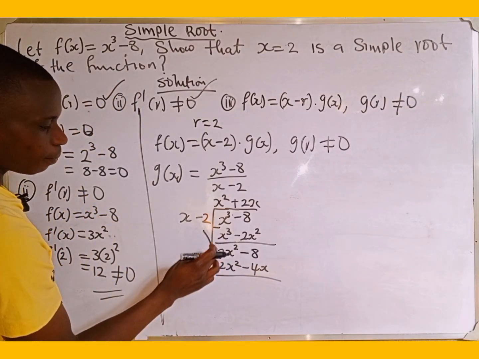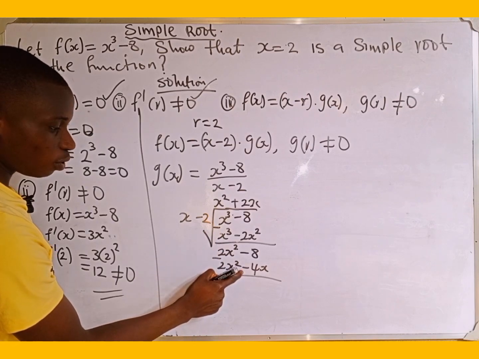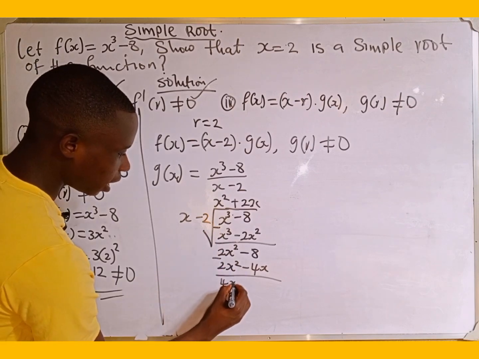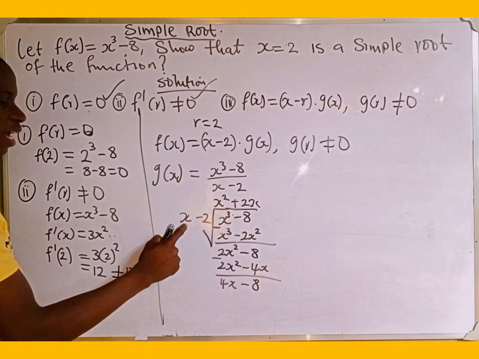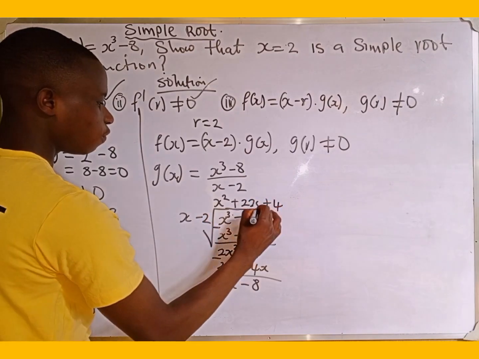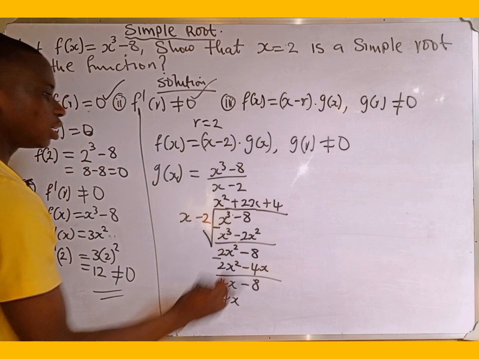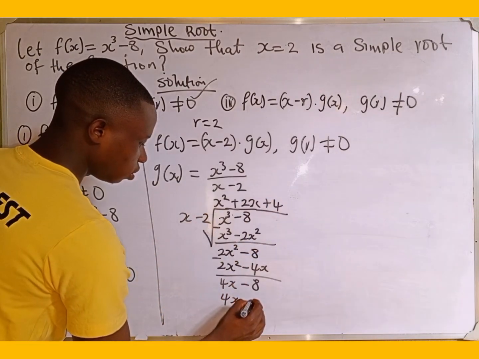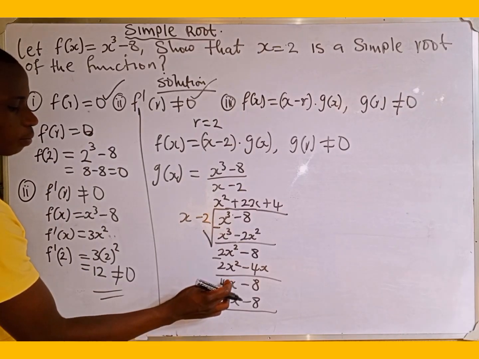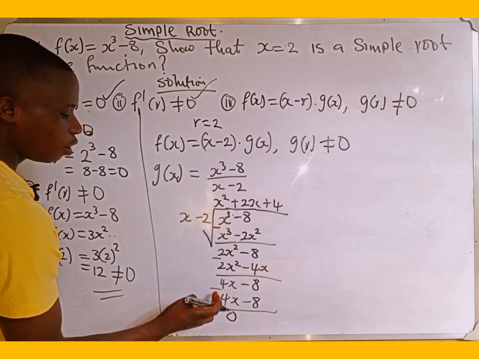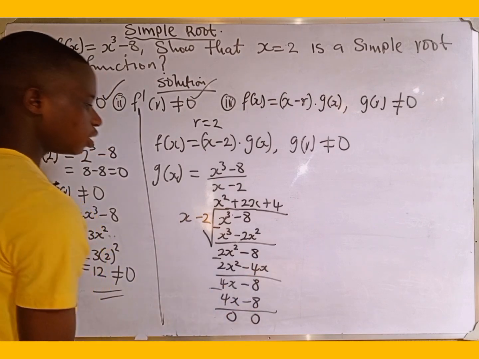Minus 2x squared plus 2x squared is going to be 0. Minus minus is going to be plus. We are going to have plus 4x, then minus 8. Now you do the same thing. Use 4x to divide by x. It's going to give us positive 4. Then 4 multiplied by x gives us 4x. Then 4 multiplied by minus 2 gives us minus 8. Then we subtract. Minus 4x plus 4x is going to be 0. Minus minus is plus. Plus 8 minus 8 is going to be 0.